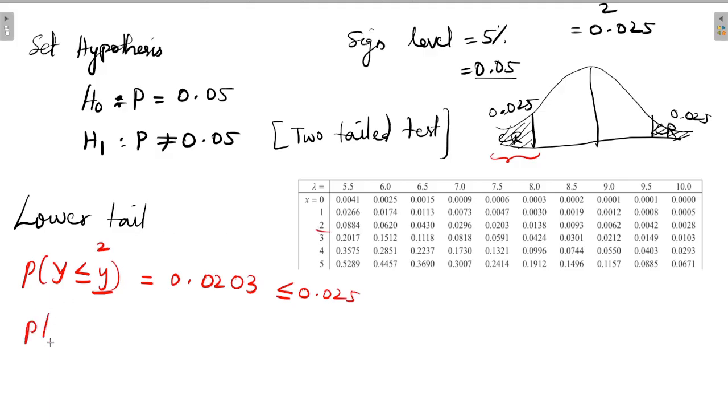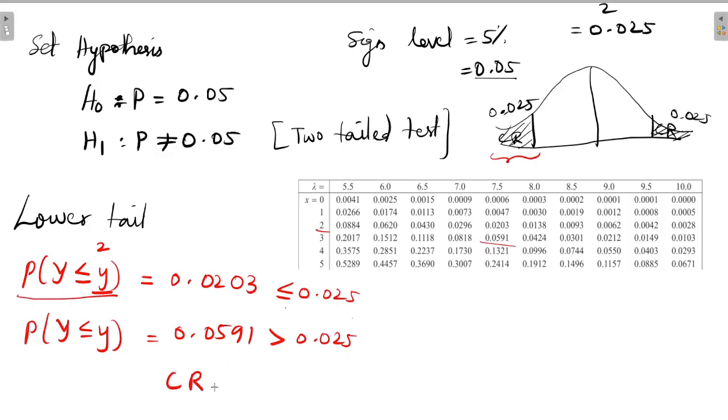Suppose the probability of Y less than or equal to y takes the next value, which is 0.0591. This is greater than 0.025. But the probability of our critical region must be less than or equal to our significance level. So here the critical region is Y less than or equal to 2.